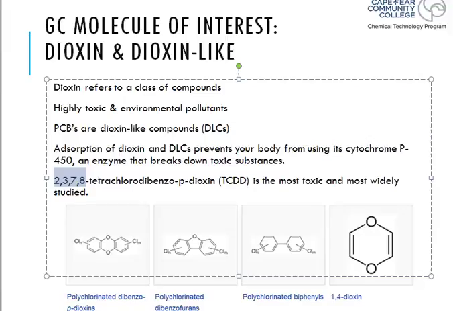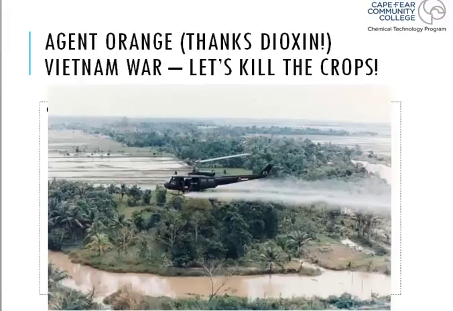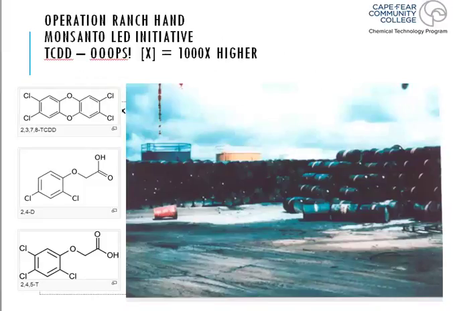The reason that we talk about TCDD so much is because back in the Vietnam War, you might have heard of this thing called Agent Orange. Agent Orange was known because it would come in orange barrels. So it's not the color of the smoke, and it's not the color of the compound. These things were processed and made, and this dioxin was placed into an orange barrel that they would then ship out to the people that needed to use it.